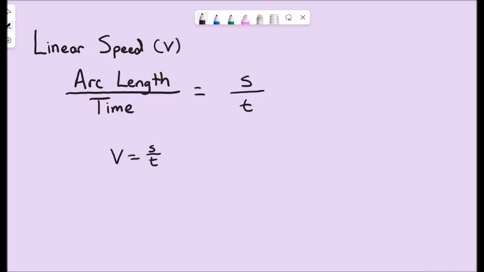So we've done a few examples here, and in each case what we've done is taken the arc length and divided it by time. And that's how we've discovered our linear speed. Now linear speed is often represented with a variable v, so you might see a shortcut to this formula, v equals s divided by t.